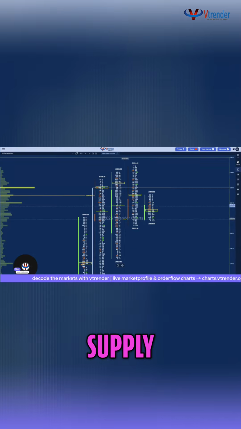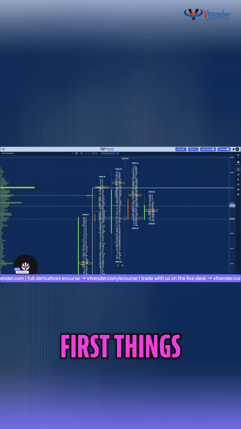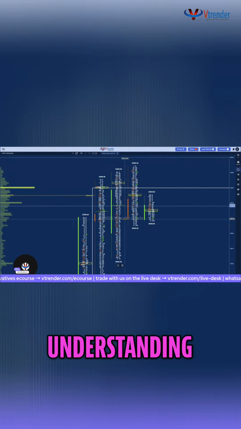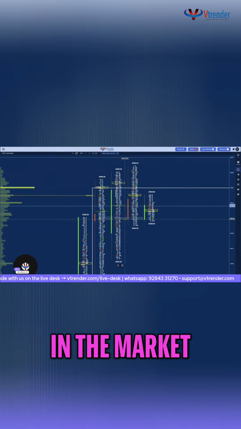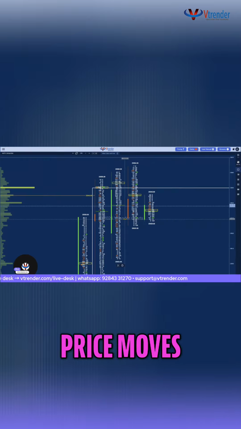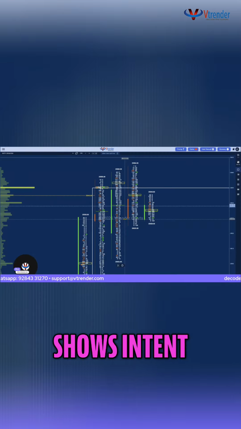To begin with, the left side of the screen is always going to be supply. The right side of your screen is going to be the demand, the green. And you need to read these numbers real time in a moving market. And one of the first things we say about understanding order flow is to understand how price moves in the market. And price moves only when either a buyer or a seller shows intent.